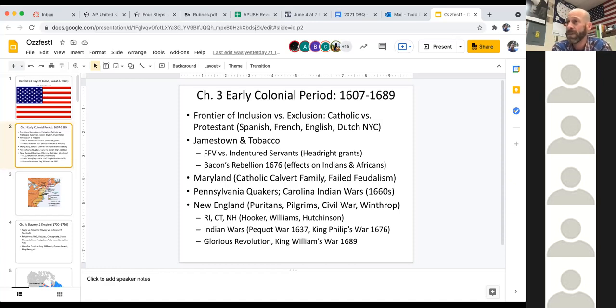So the European people start to arrive. The first are the Spanish. The Spanish will arrive, of course, in 1492 with Columbus. Why Spain? Why is Spain the first of these European nations to arrive? Mostly because they were the first to unify.